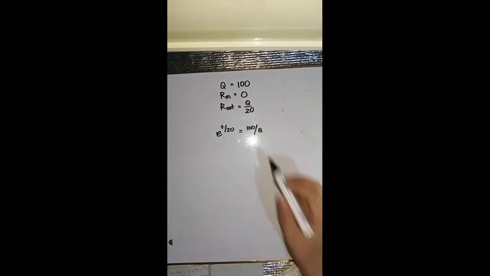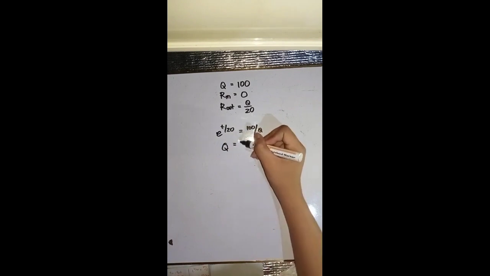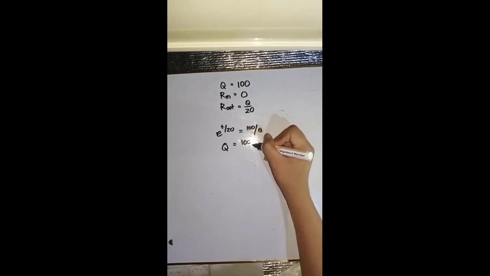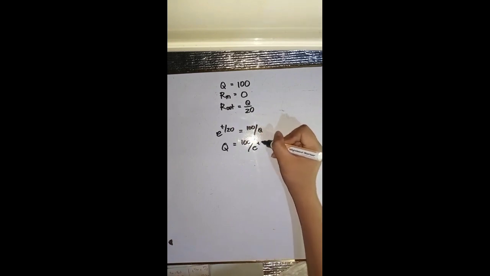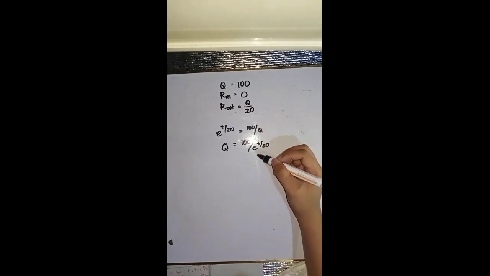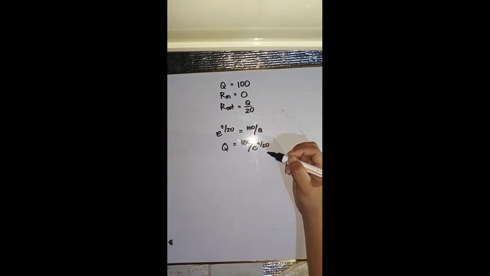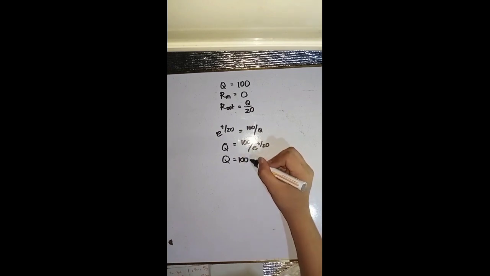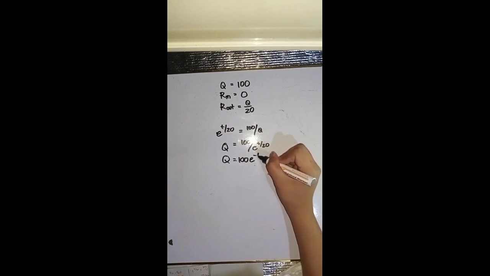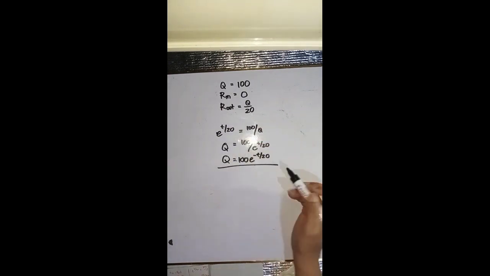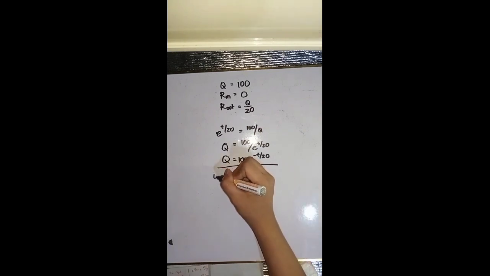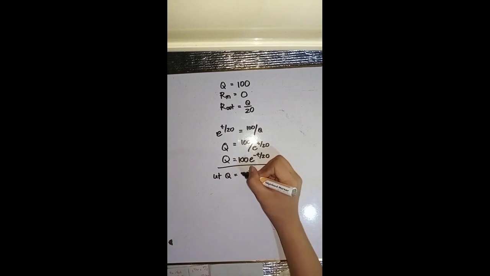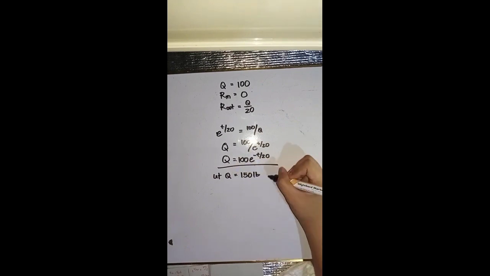Now using this new equation, we can transform it into Q equals 100 over e raised to t over 20. Then Q is equal to 100 e raised to negative t over 20. We just moved the denominator, so the exponent becomes negative. This new equation will be solved by letting Q equal 150 pounds and finding the time.